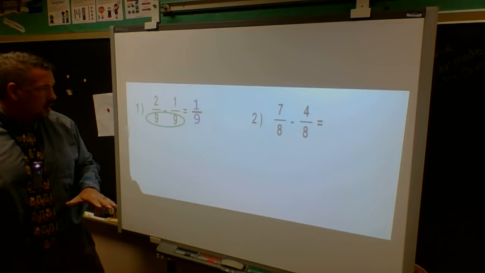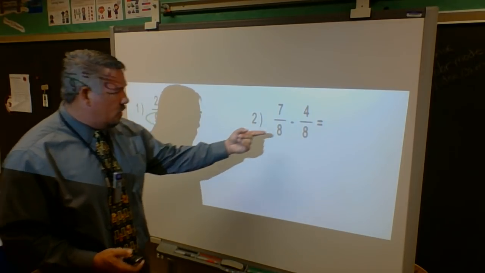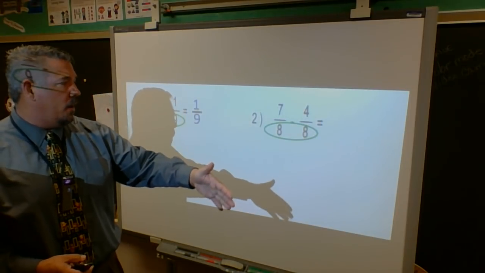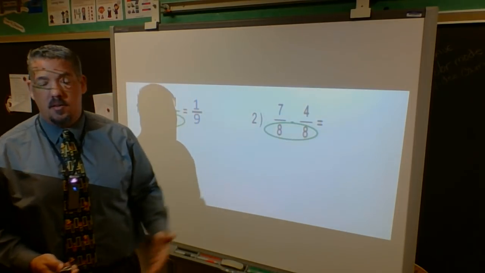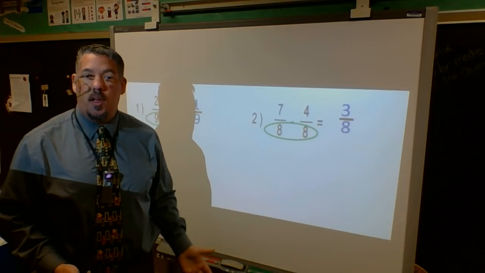That's easy peasy. That one's pretty easy too. Still a common denominator of 8, so I know I'm going to keep it and subtract my numerator. 7 minus 4 is 3. I get a final answer of 3/8.